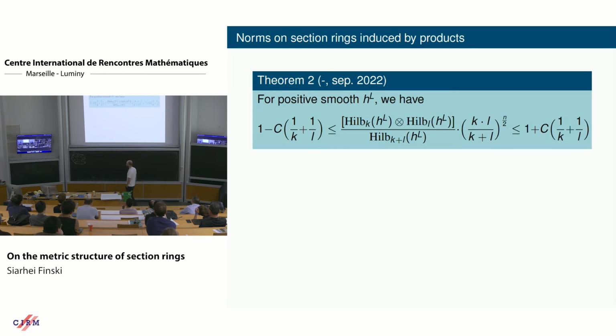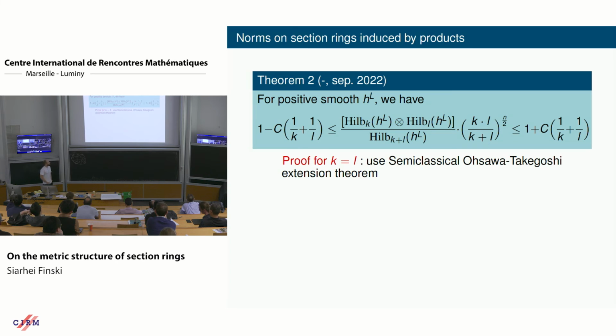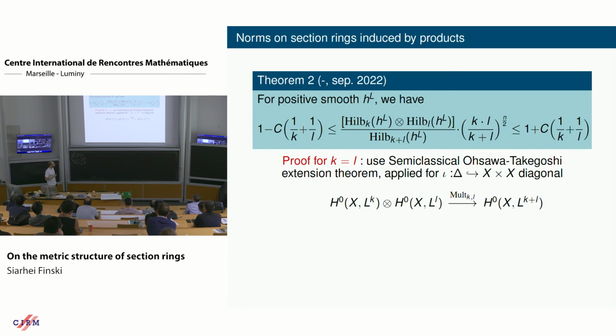I'd like to start with theorem 2. So now you probably see that the structure of the theorem is already pretty similar to what we have seen just now. So the idea is, of course, to use the semi-classical Ohsawa-Takegoshi extension theorem. The major difference is that in the semi-classical Ohsawa-Takegoshi extension theorem, we have an embedding of a submanifold inside a manifold, and here we don't have a natural submanifold, right? So the idea is to apply this theorem to the diagonal embedding in the product manifold.